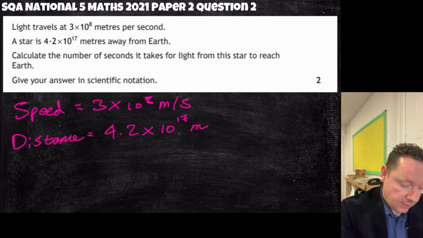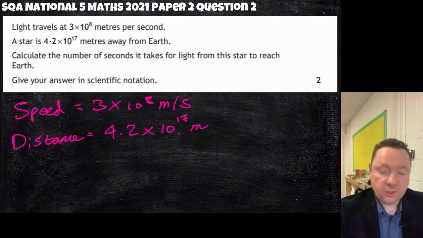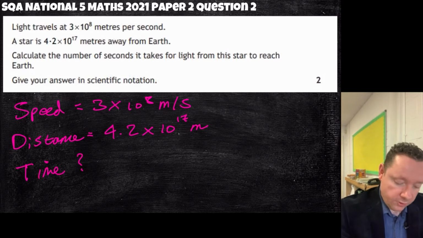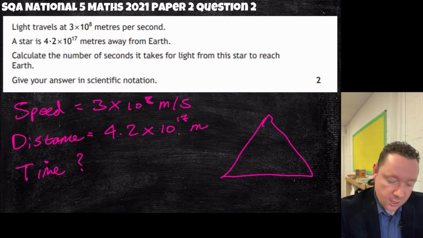And then it says, calculate the number of seconds it takes for light to reach the Earth. Calculate the number of seconds. Time. I have to work out a time. So time is my missing thing. If you don't know, this is a distance, speed, time question. I've got distance, speed, and time in the question. So I can write a triangle: distance, speed, time.